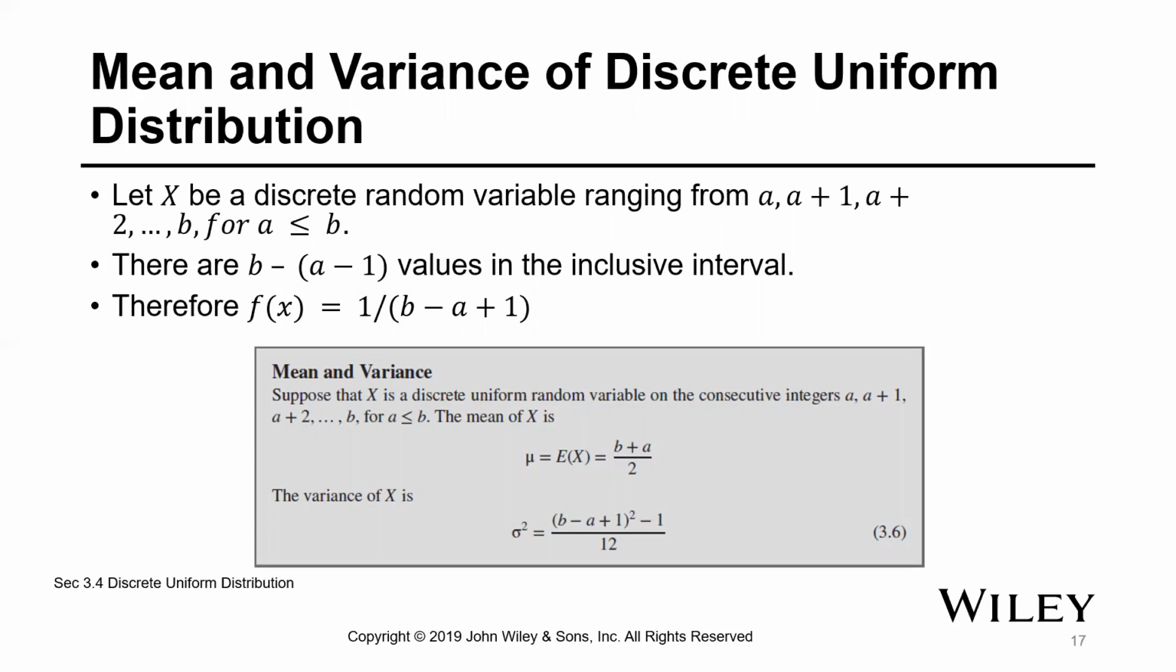So this is how you find the mean and variance. So the mean will be kind of hard to see on here. The E of x is equal to b plus a over 2. And then the variance, b minus a plus 1 squared minus 1 over 12. I'm sure someone did a lot of work on this to get these numbers.